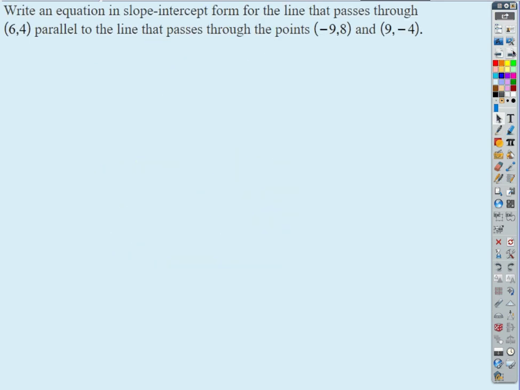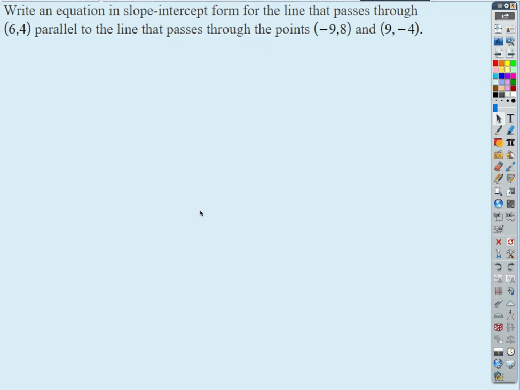Now this is even trickier. Okay, so this time it tells us write an equation in slope-intercept form for the line that passes through the point 6, 4 parallel to the line that passes through the points -9, 8 and 9, -4. So does our line pass through either of those 2 points? Probably not, right? It doesn't tell us that it does. These are points that define some other line that's parallel to our line, right?